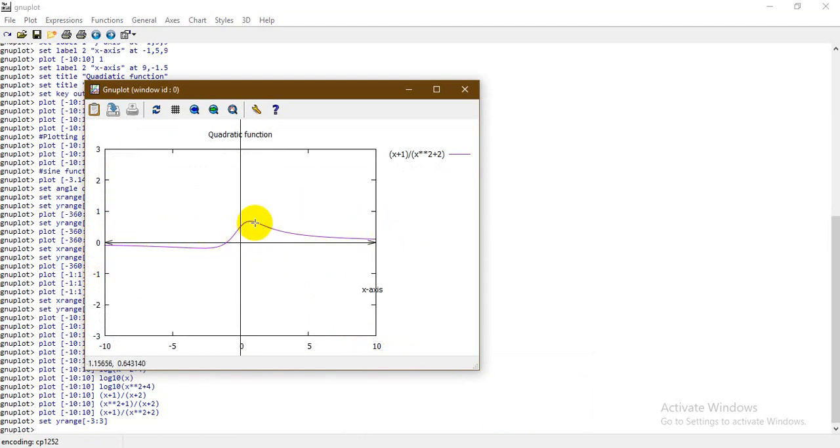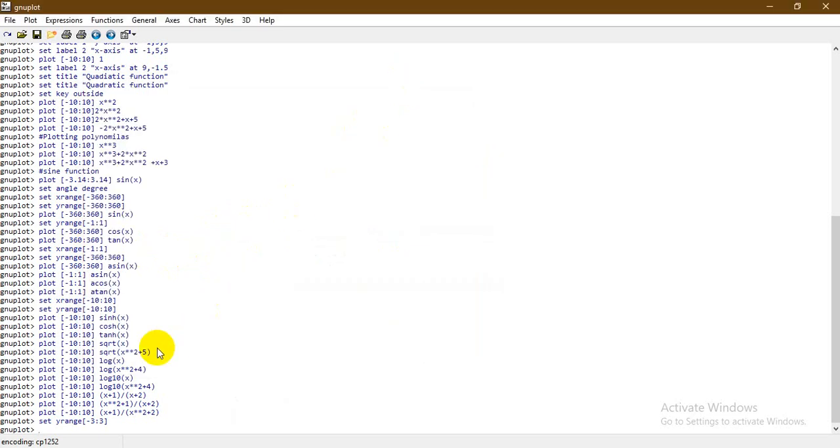It's going to increase, and then come here, it's going to go toward an asymptote. The asymptote here is going to be the x-axis. It's going to come here and go toward an asymptote. The asymptote here is the x-axis, but the curve is going to traverse the asymptote at this point. So these are the different ways to plot our graph using gnuplot.